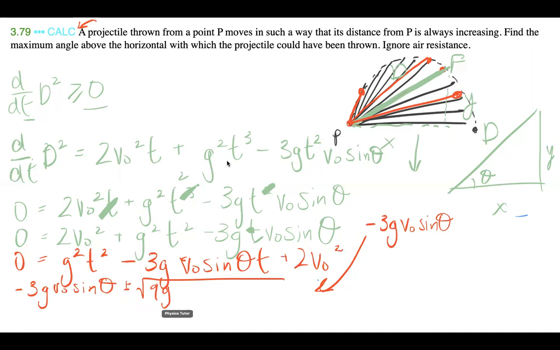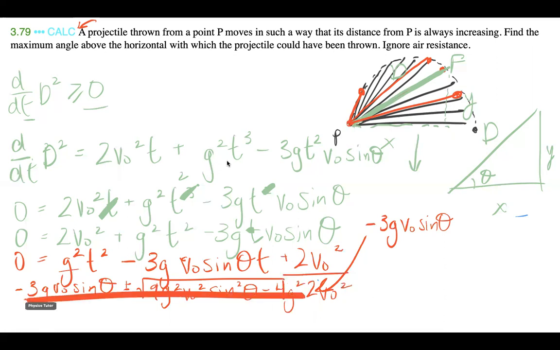9g squared v naught squared sine squared theta minus 4ac, so minus 4, a is g squared, and then for c we have 2 times v naught squared, all over 2a, which is 2g squared.